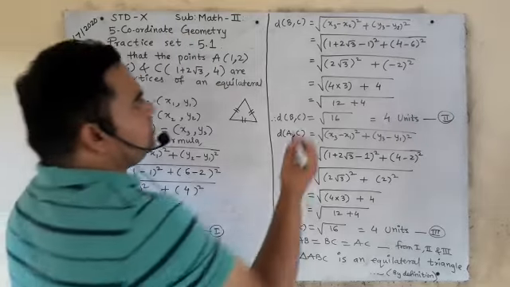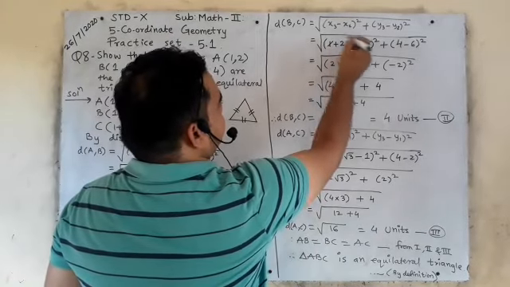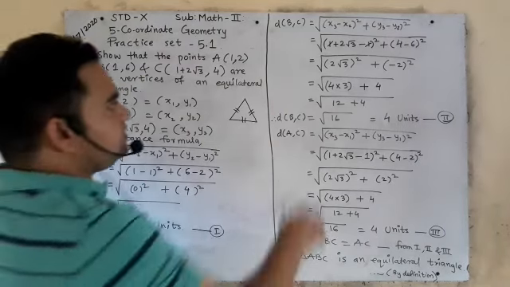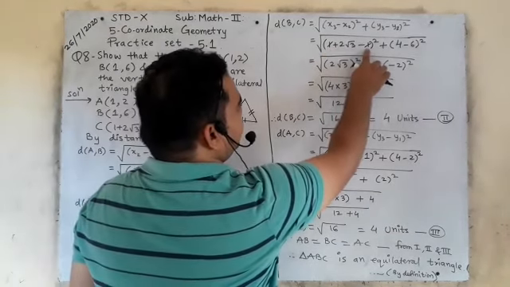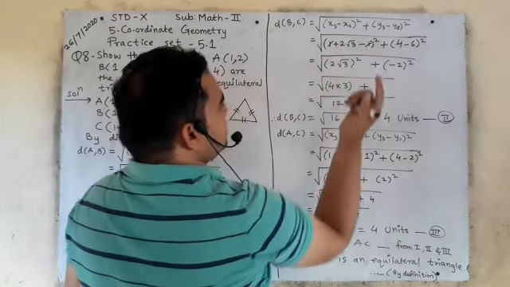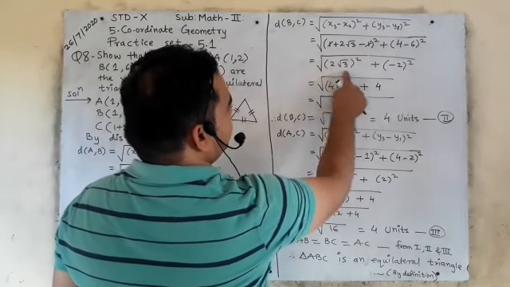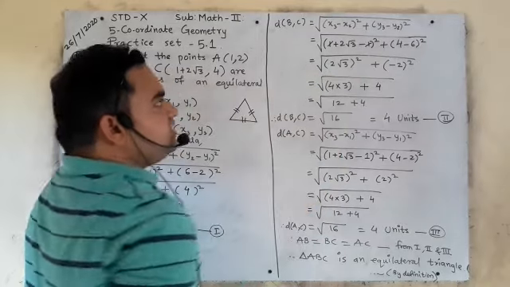What will happen? This one is positive and this one is negative. So it will be 0. Yes, this is positive 1, this is negative 1, so 1 minus 1 is 0. It will cancel. What will remain? Only 2 root 3 will remain. This is what is left. Is it clear?